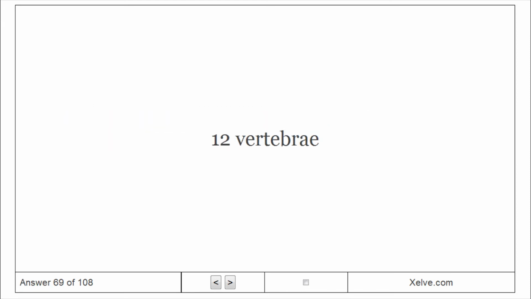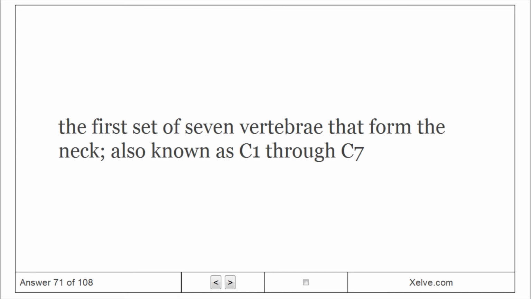Thoracic. 12 vertebrae. Lumbar. Loin, waist region, L1 to L5. Cervical vertebrae. The first set of 7 vertebrae that form the neck, also known as C1 through C7.